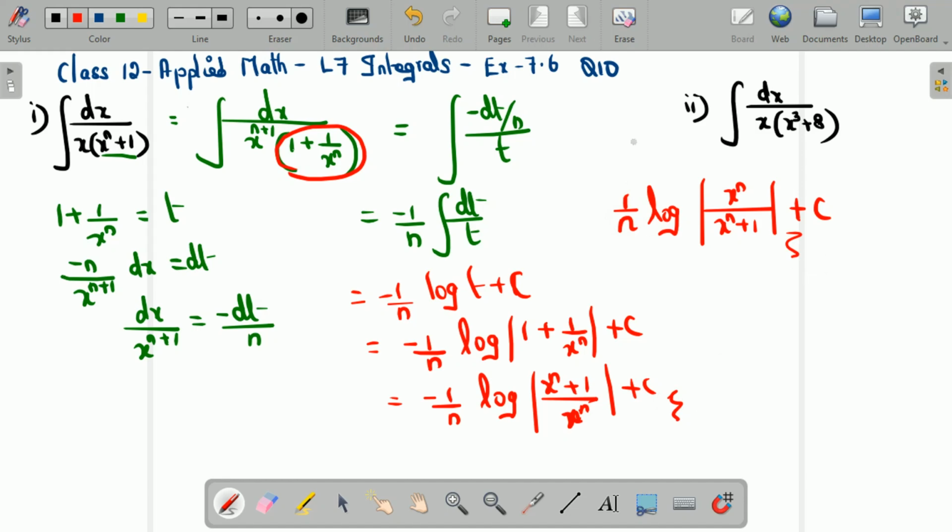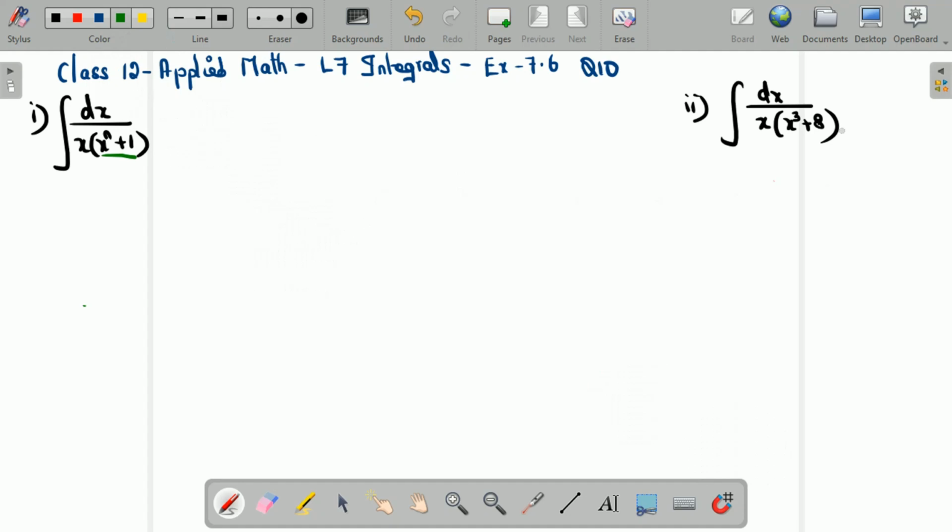Now let's look at the second subdivision. Like in the first subdivision, I'm going to divide every term inside this bracket by the term x cube. So this integration will change as dx divided by x power 4 into 1 plus 8 by x cube. Now we can substitute this 1 plus 8 by x cube as t. So let's do that. 1 plus 8 by x cube is equal to t.